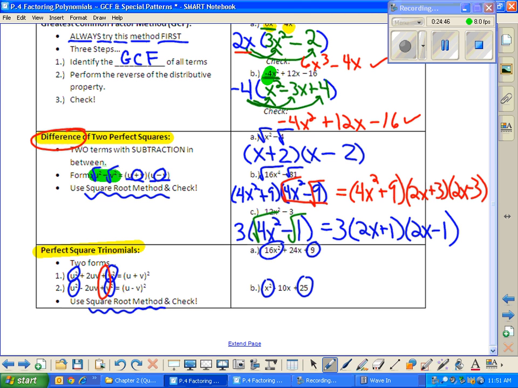I am going to use the square root method to help me initially populate my parentheses. Square root of 16x squared is 4x. Square root of 9 is 3. Now I need to figure out what symbol goes in between. My outers and inners right now make 12x and 12x. How could I put those together to make 24x?